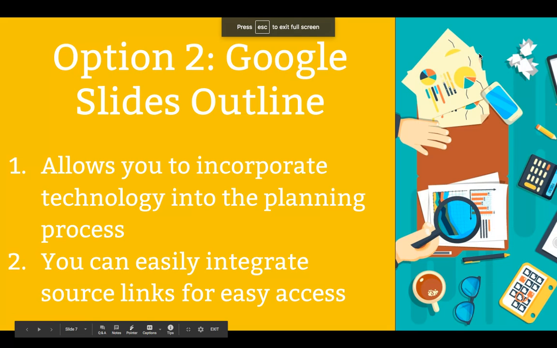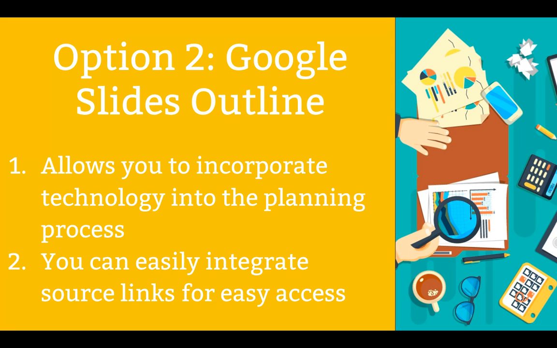The second option for this is to do a Google Slides outline. So this allows you to incorporate technology into the planning process, which is always fun, and you can easily integrate source links for easy access. The good thing about that is if you're still in the middle of finding what sources you want to use and you're not nailed down on all of them yet, having that quick URL to click back on is much more useful than having to write out the exact citation format so that you can go back and forth to these sources and relook at the quotes you're going to be using later.